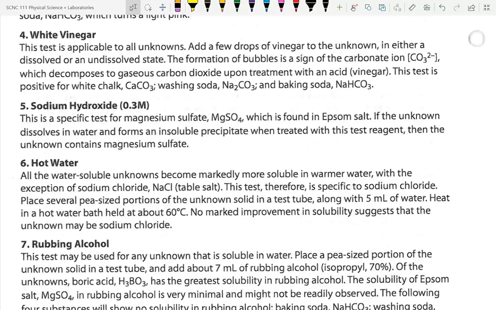you fill about halfway with the hot water, and then you once again mix it for a minute and see if it dissolves. If it did not dissolve in water and it dissolves in hot water, then you know that it's going to be the sodium chloride. Other way around. All the water soluble unknowns become more soluble in warmer water except for sodium chloride. So if it changes when you make it hot, then it's not sodium chloride. If it doesn't change when you make it hot, then it's still sodium chloride.